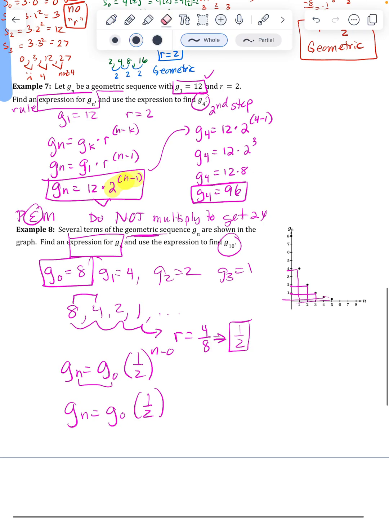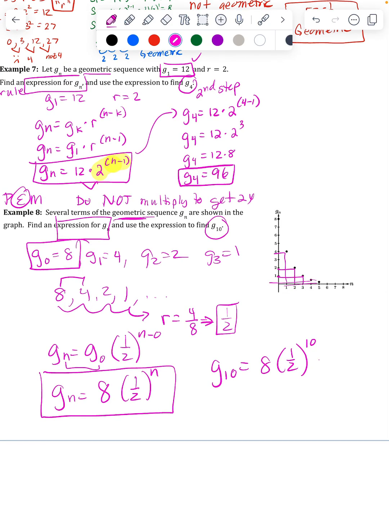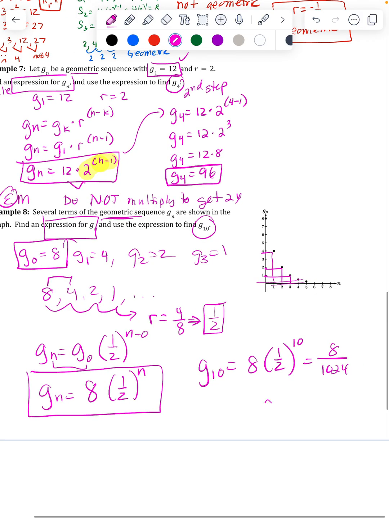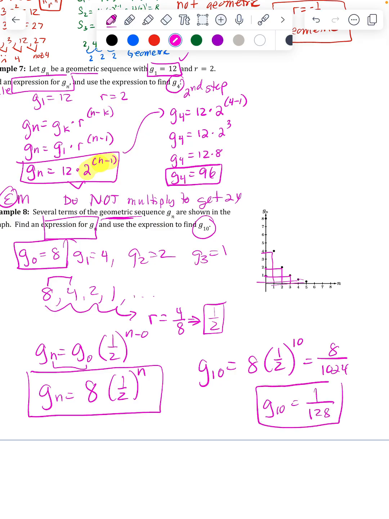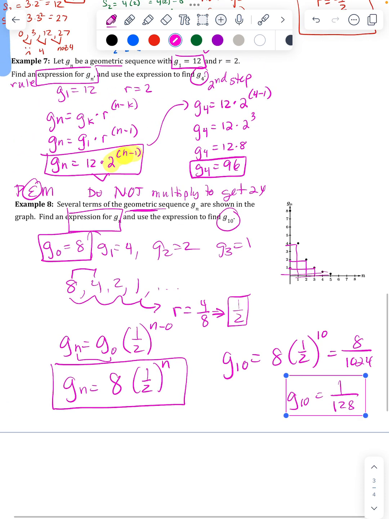Oops, sorry, I was told that G sub 0, my initial value, is 8, and then my power will just be n, because n minus 0 is the same as n. So I'm just using what I know to get a formula, and then they're asking me to use that formula to find what the 10th term would be. So I plug in the 10, I end up with 8 over 1024, and then that can reduce, so the 10th term is 1 over 128, and you would leave that as a fraction in simplified form rather than a decimal.